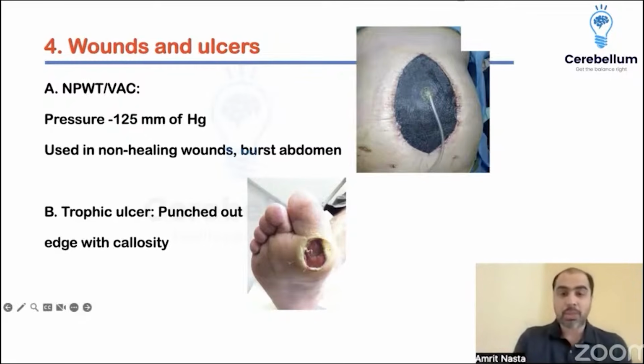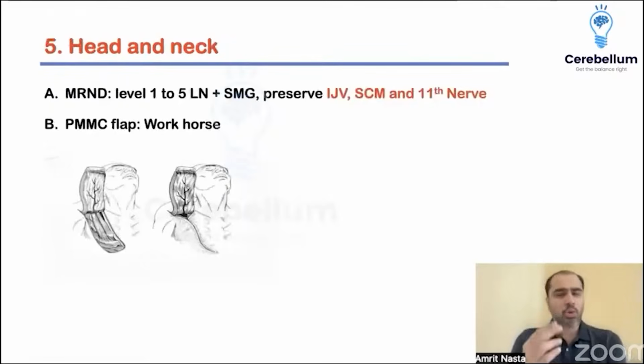Second thing is lower limb ulcers. This is the classical one, sole of the foot in a patient with a neuropathy. This is a trophic ulcer. You can make out by the callosity at the border and the deep punched out edges. So look out for this. In head and neck, two topics that they are going to ask you. One is neck dissections.